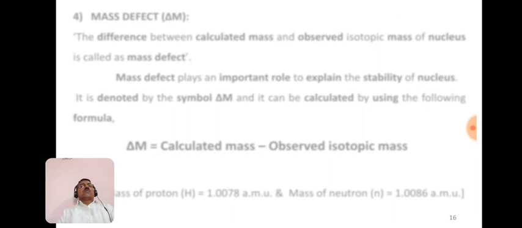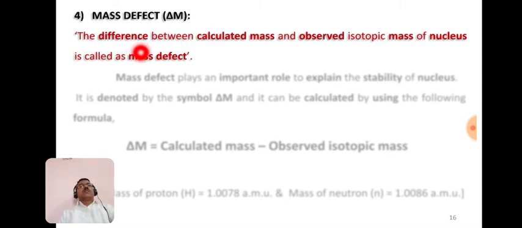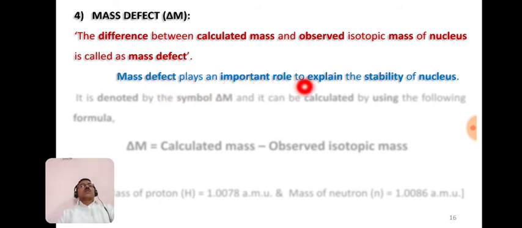Now the next point is mass defect, which is denoted by the symbol delta M, and it is defined as the difference between calculated mass and observed isotopic mass of the nucleus. It is called mass defect. So this mass defect plays an important role in explaining the stability of the nucleus.